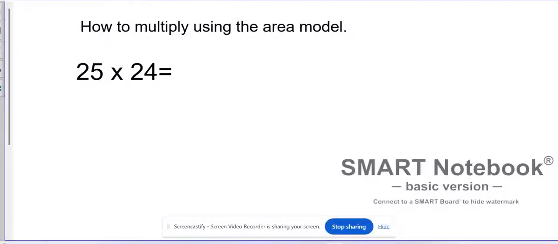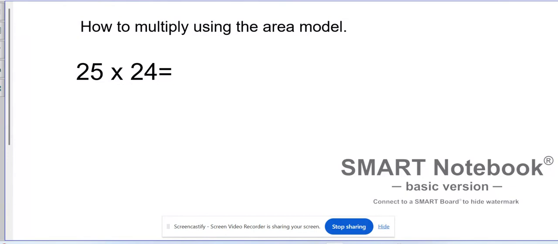Today we're going to learn how to multiply using the area model. In front of me I have the numbers 25 times 24. Now for many students this might be a little bit difficult if they have some difficulties with multiplication. The best way to solve numbers when you are finding the product is to use expanded form.